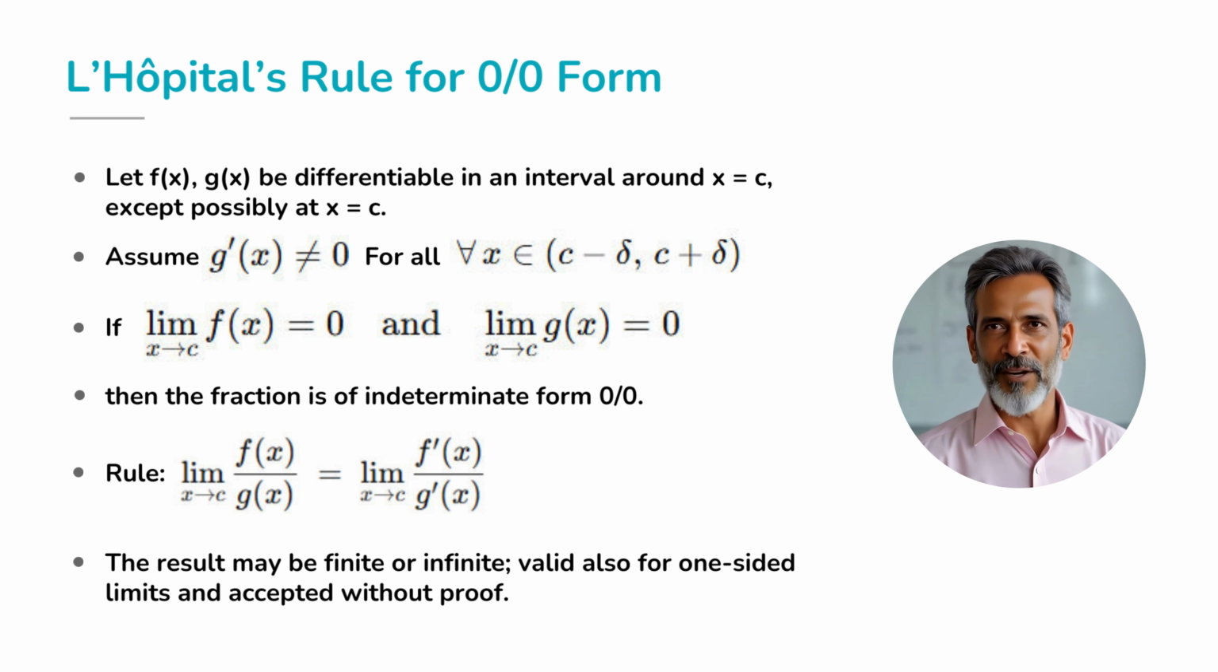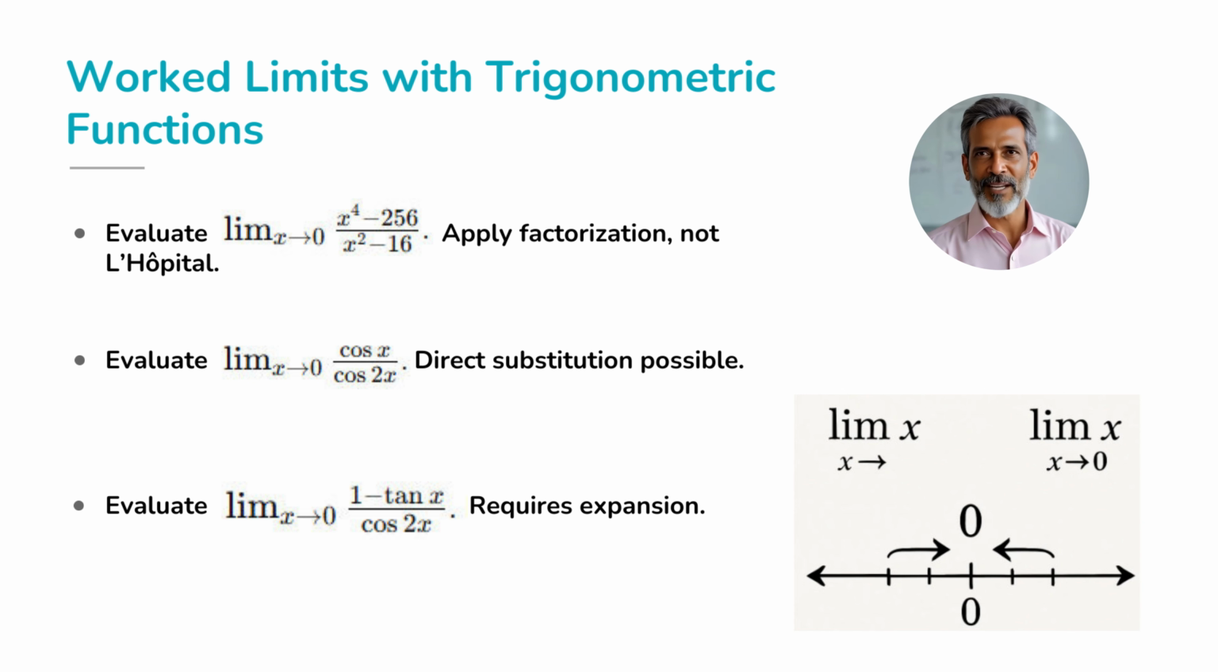That means the limit of f of x over g of x as x approaches c is equal to the limit of f dash of x over g dash of x, provided this new limit actually exists. This powerful shortcut helps us evaluate otherwise difficult limits. Let's test this with examples.